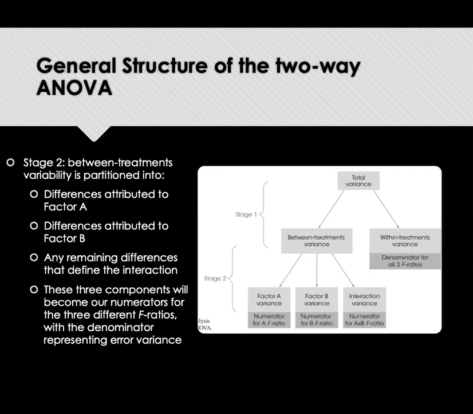So remember, for this two-way or two-factor ANOVA, we're going to compute three different F ratios. They're going to represent the main effects for A and B, and they're also going to represent the interaction effect, or testing for the existence of an interaction effect. So those are going to be the numerators, and then the denominator for all three, again, is the within treatment variance figure.